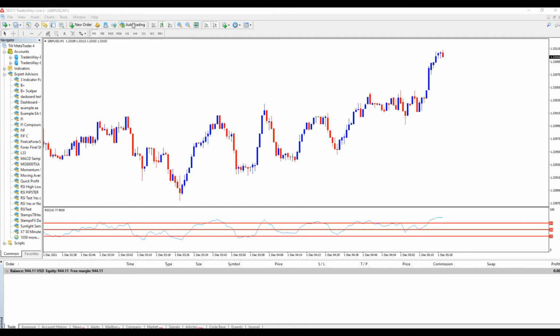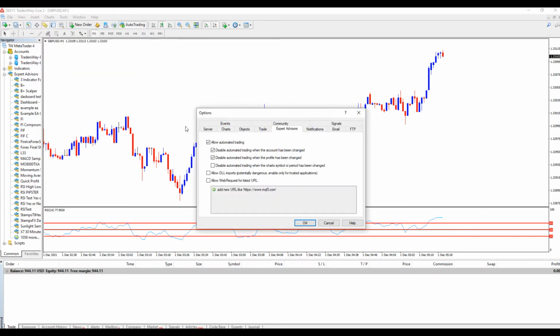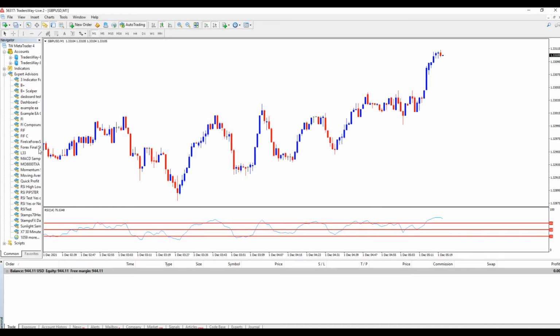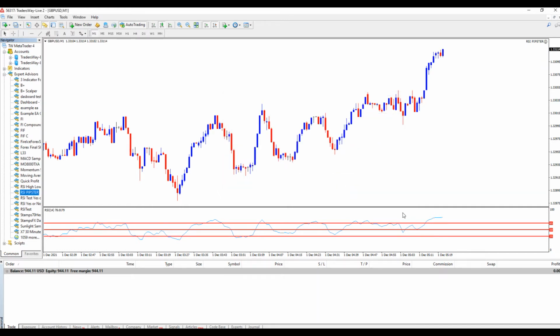Auto trading is on. Let me double check and make sure that the Expert Advisor allow automated trading button is selected, and it is. So let's go find it over here so we can catch this trade that's about to take place. All right, this is RSI Pipster. Take it, throw it on the chart. Common, enable alerts, allow live trading. All right, so we're rolling. So give it just a second and you'll see this roll over here.